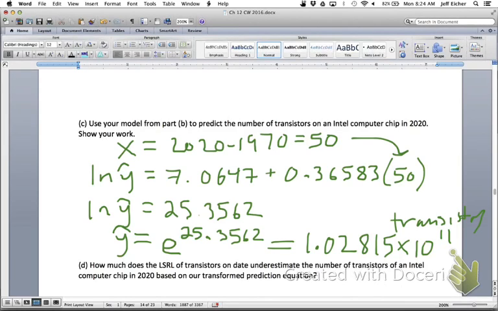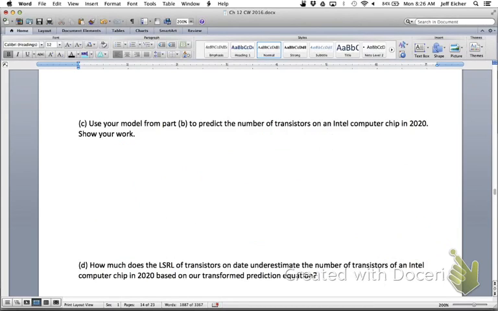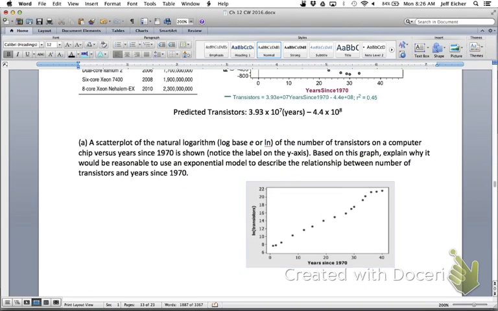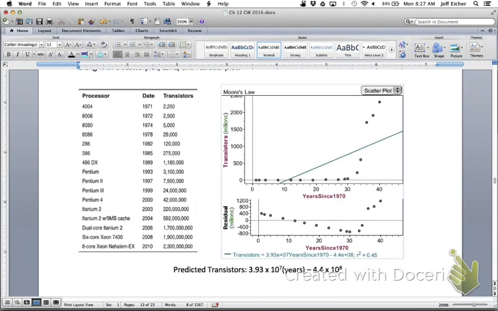Part D says, how much does our least squares regression line of transistors on date underestimate the number of transistors compared to our transform prediction equation? Here we would simply plug 50 into our original equation, this equation right here. Plug 50 into that, and you can kind of tell it's going to be a gross underestimate. 50 is right about here on the graph. Maybe right there if you continue the line.